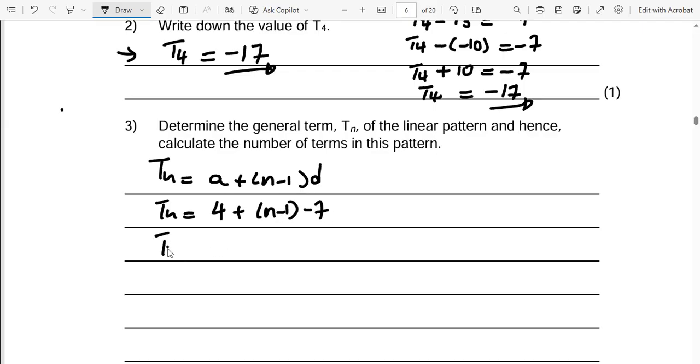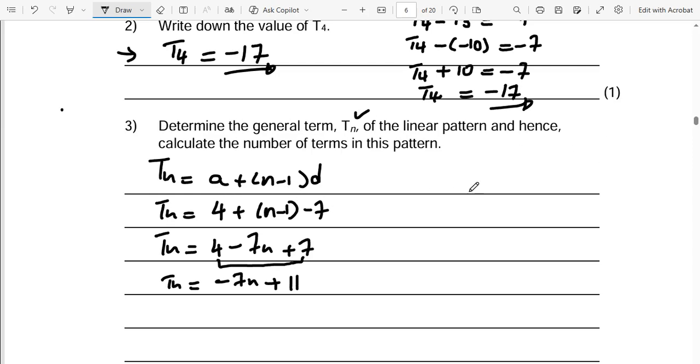Then you multiply out the bracket by that minus 7. So in fact, let's say it's n times negative 7, which gives us minus 7n. Then minus 1 times minus 7, that's positive 7. When you add 4 and the 7, these are the like terms, right? So this gives us Tn, the general term, to be minus 7n plus 11. So you are done with the first part of the problem, right?